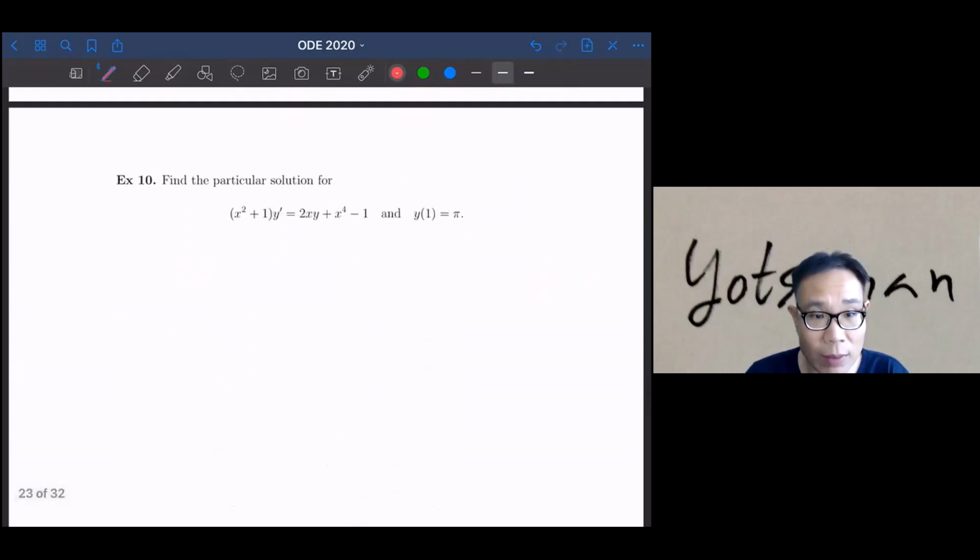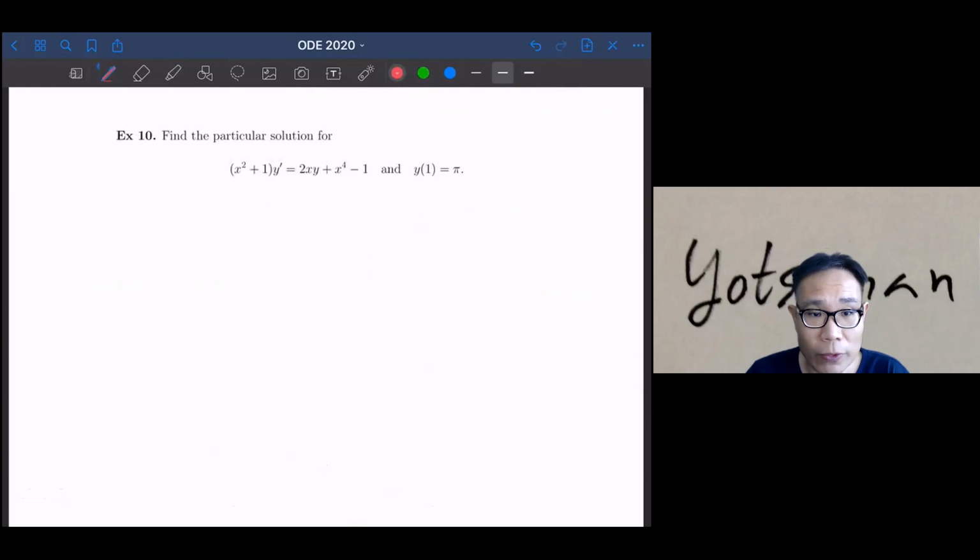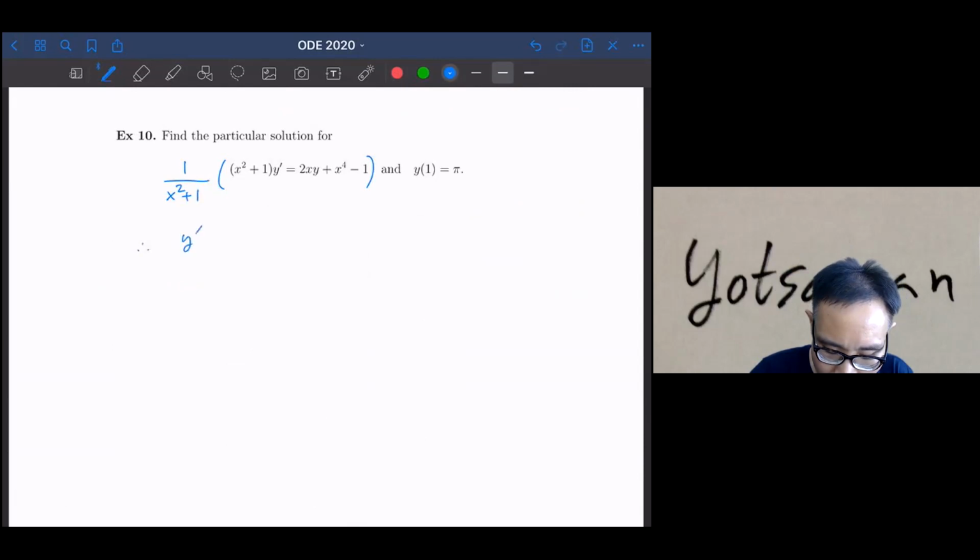And let's see example 10. So you see that this one has y prime on one side, multiplied by x squared plus 1. The thing that you need to do is to have y prime plus something times y. So if you divide the whole thing by x squared plus 1, you would get y prime equal to 2x over x squared plus 1 times y, and you're going to have x to the fourth minus 1 over x squared plus 1.